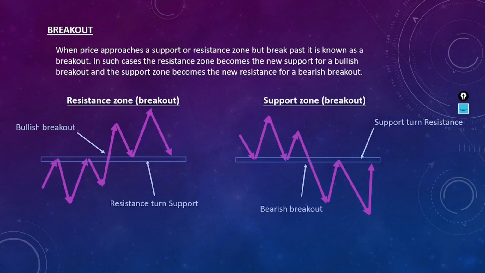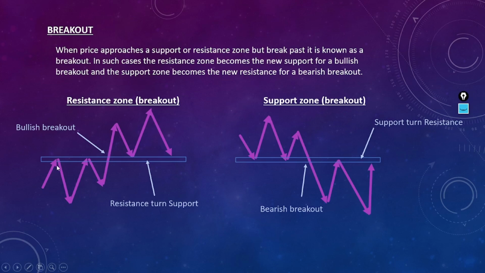Now on to breakouts. When price approaches a support or resistance zone but breaks past it, it's known as a breakout. In such a case, the resistance zone becomes the new support for a bullish breakout, and the support zone becomes the new resistance for a bearish breakout. We can see that represented here by the diagram.